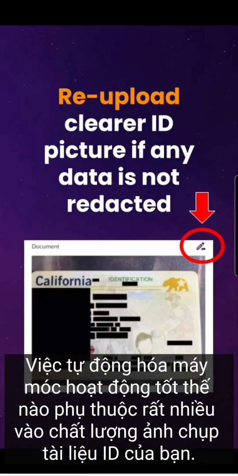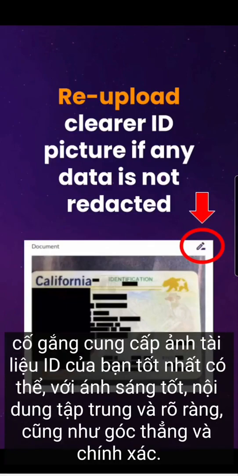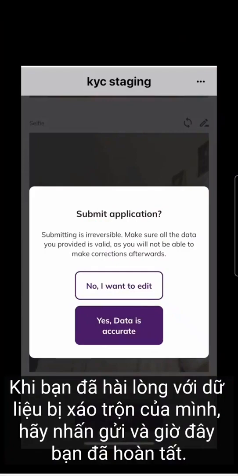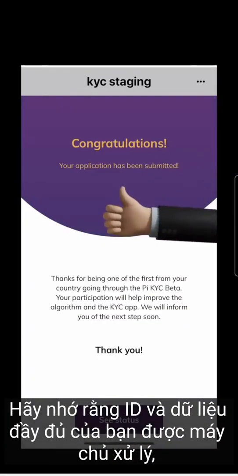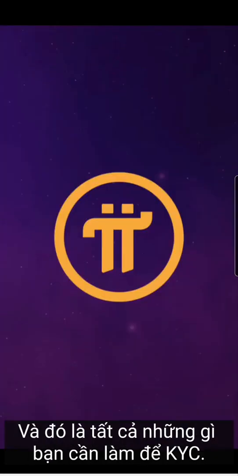How well the machine automation works very much depends on the quality of the photo of your ID document. So, in a sense, if you want to minimize the chance of your personal data being seen by human validators, try to provide the best possible photo of your ID document with good lighting, clear and focused content, and a straight and correct angle. Once you are comfortable with your obfuscated data, press submit and you are now done. Keep in mind that your full ID and data are processed by the servers, and the redacted version is processed by human validators. And that's all you need to do to KYC.